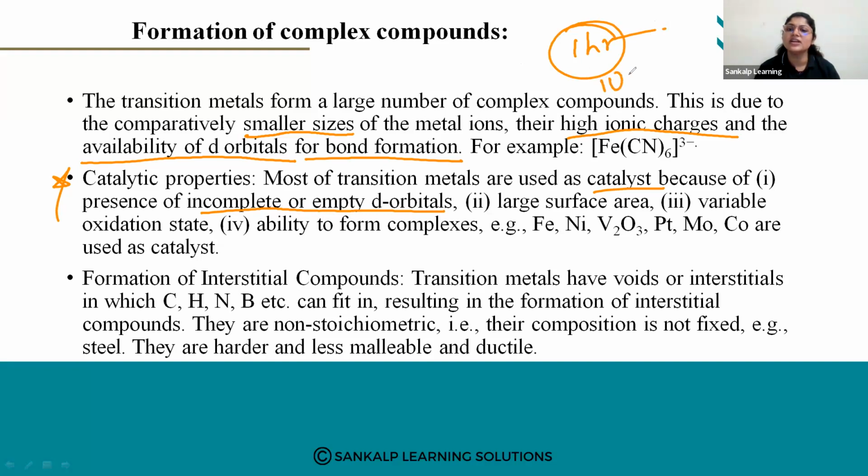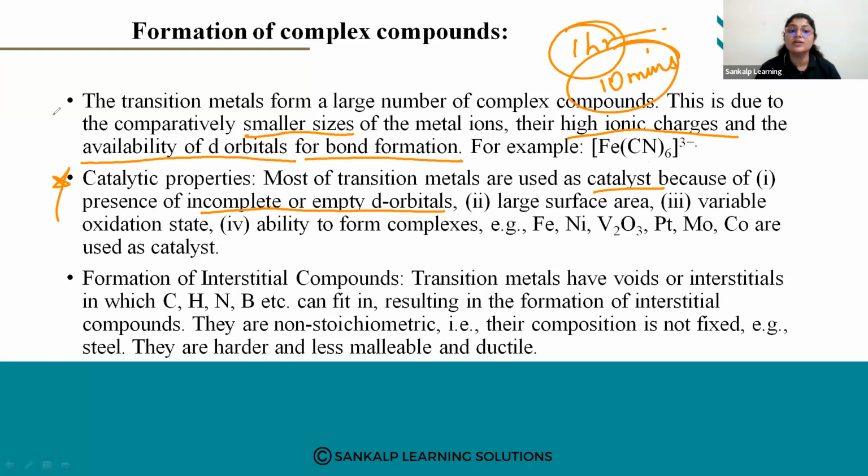So it may finish in 10 minutes. So the reactants will be converted into products with the help of the catalyst in 10 minutes. So catalysts enhance the rate of the reaction. So most of the transition metals are used as catalysts. Why? What is the reason?